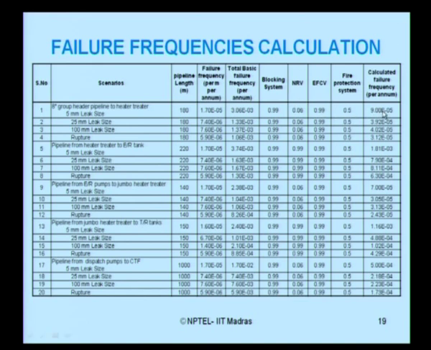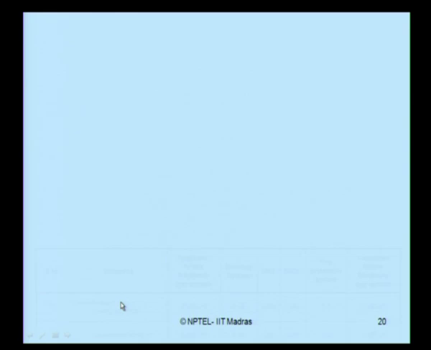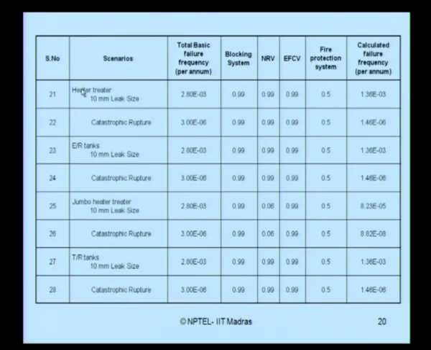Now, I get this frequency for different pipeline segments in the PFD for different scenarios identified by me, like 5 mm leak, 25 mm leak, 100 mm leak and rupture. You can always see here, if you look at a whole pipe rupture, the calculated frequency is relatively different from what you take for the 5 mm leak, and that is true for all the pipeline segments. Similarly, I have also done it for the tank segment, that is heater treater, ER tanks, jumbo heater treater and TR tanks, for both the scenarios of 10 mm leak and catastrophic rupture.